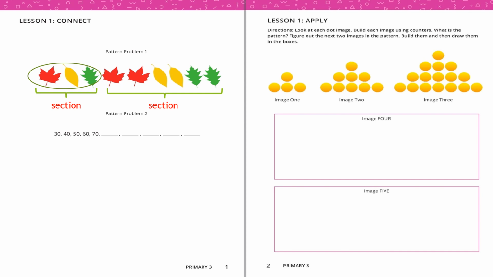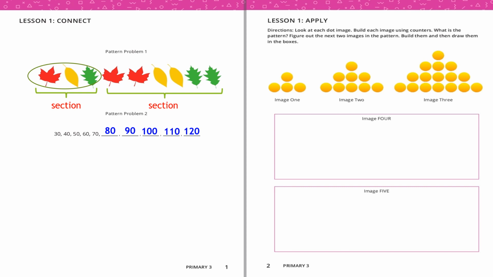Our number pattern: 30, 40, 50, 60. What's our rule here? We are increasing by 10. So our rule is plus 10. What should be the next? 30, 40, 50, 60, 70, 80, 90, 100, 110, 120.